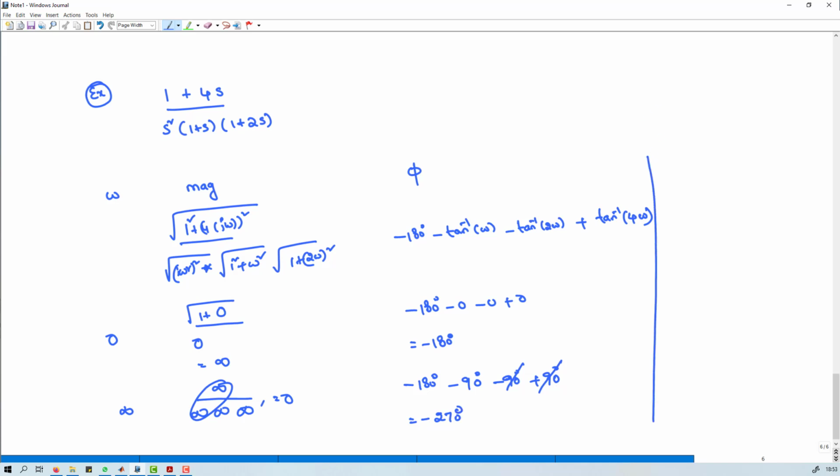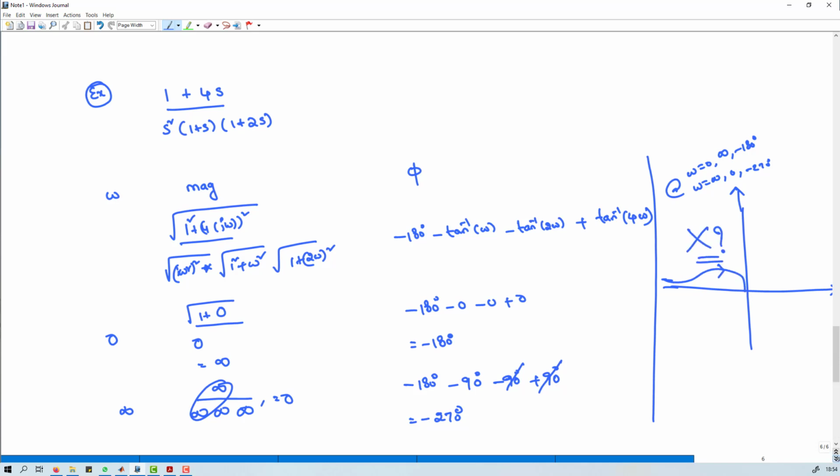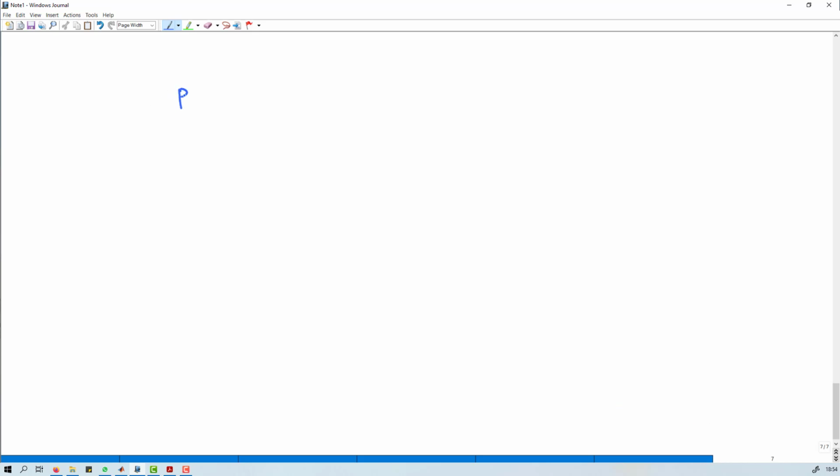Now you can see very importantly and closely, at omega equal to 0 the magnitude is infinity and the phase angle is minus 180. And at omega equal to infinity the magnitude is 0 and the phase is minus 270. So as per our earlier discussion, it has to start somewhere here and end at minus 270, something like this. But here is the catch, that is incorrect. Why? Because there is a zero in the numerator. So how do we represent the zero?